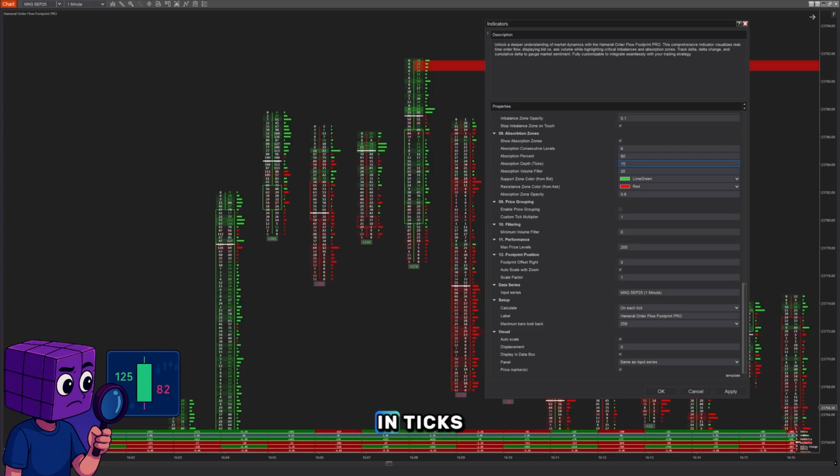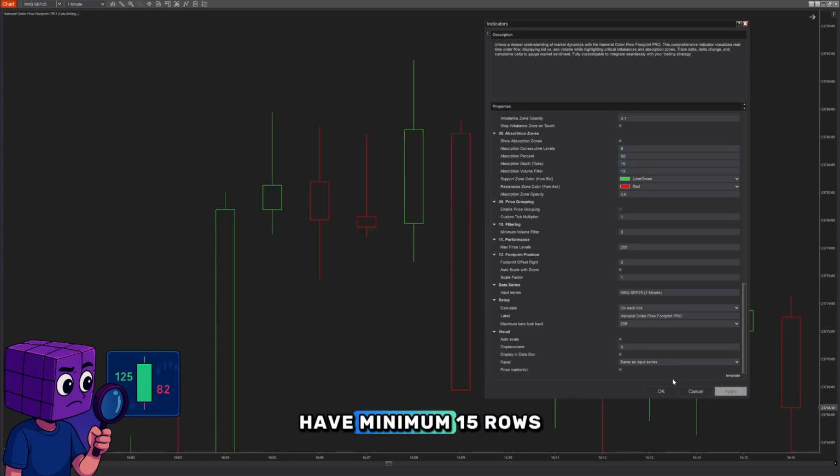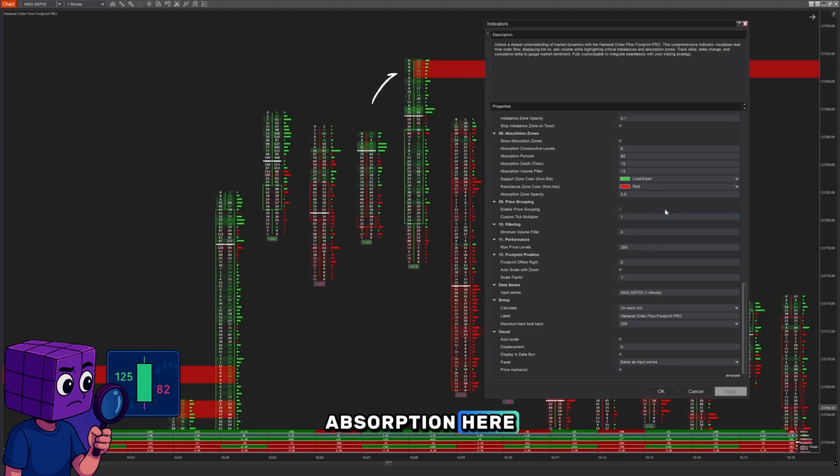Now the absorption depth in ticks. That means how big the candle is, how many levels it should have to be considered valid absorption. The absorption volume filter is the minimum number of contracts at each level. For example, here we can see the minimum is 13 if we consider more levels. So if we put here 6 levels, 1, 2, 3, 4, 5, 6, until here the minimum is 13. So if we put 13, 6 levels, 80% absorption, and the candle should have minimum 15 rows, we should see the absorption here. Yes, the thing is that when we adjust these settings, we can have more or fewer absorption signals.